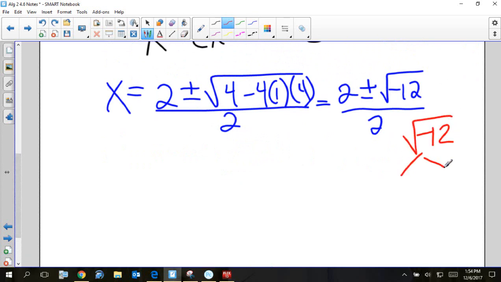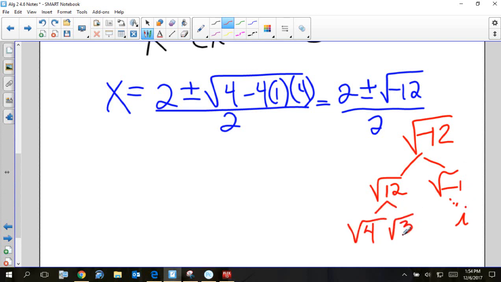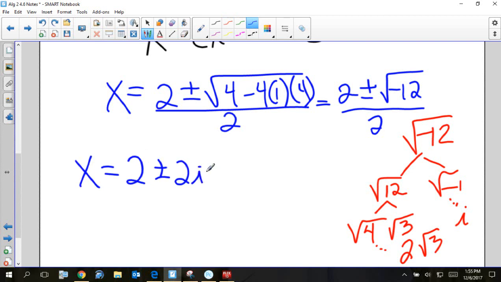We'll separate out the square root of 12 and the square root of negative 1. And what's the square root of negative 1? i. And then square root of 12 actually simplifies further to square root of 4 and square root of 3. Square root of 4 is 2. Square root of 3. So my next simplified step looks like 2 plus or minus 2i square root 3, all over 2.